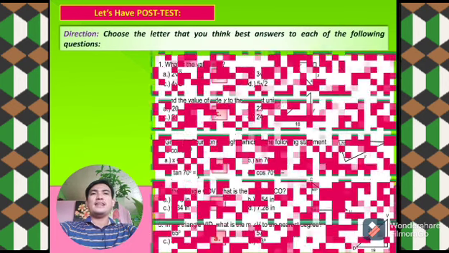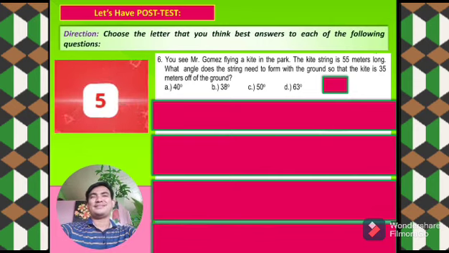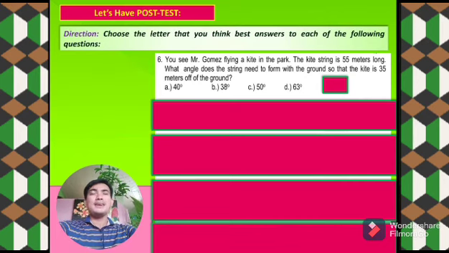Congratulations! Next up, we have number 6. You see Mr. Gomez flying a kite in the park. The kite string is 55 meters long. What angle does the string need to form with the ground so that the kite is 35 meters off the ground? Ready? Go! And the correct answer is letter A, 40 degrees. Congratulations.